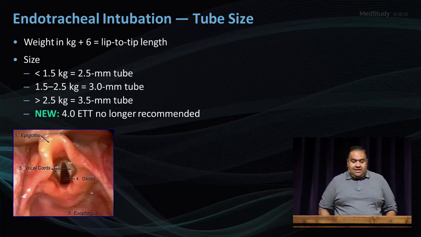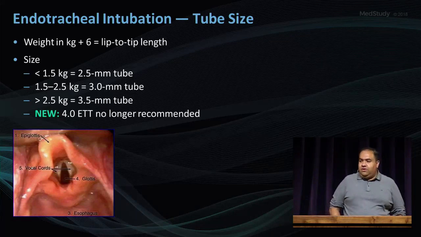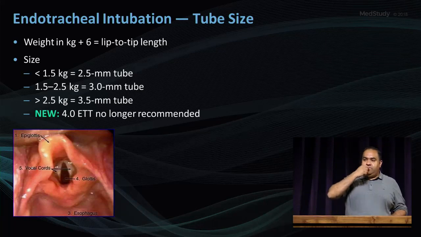The weight in kilograms, so you estimate the fetal weight and add 6, and this is the tip to lip length. And so when you go to put the ET tube in, if they're a 3-kilo kid, so 3 plus 6, you want to tape it at 9 on the ET tube.